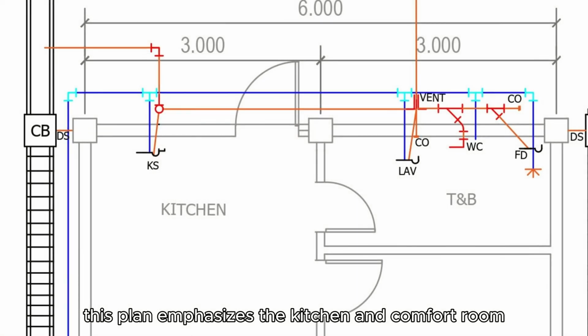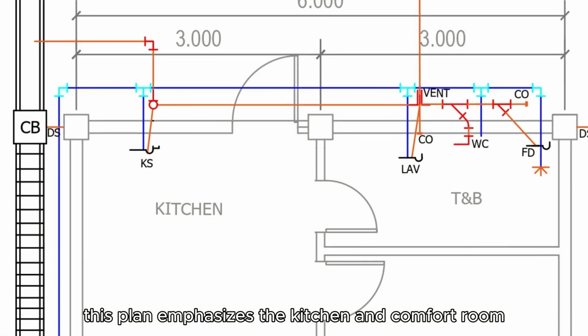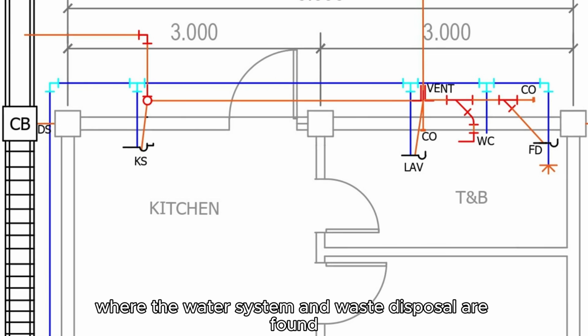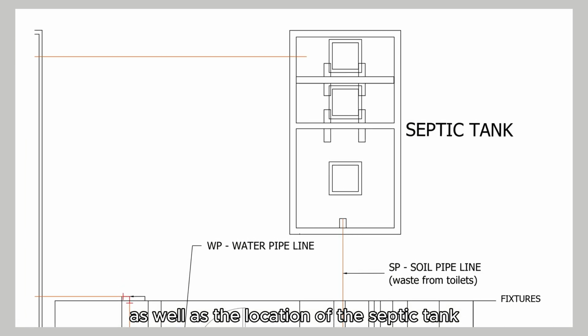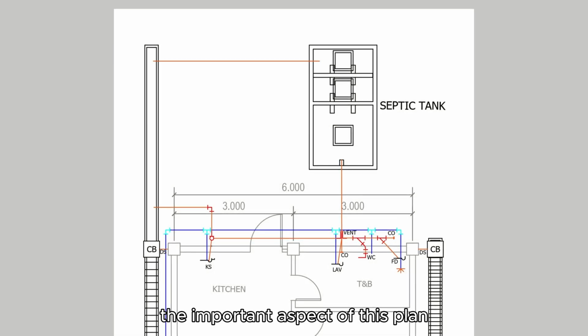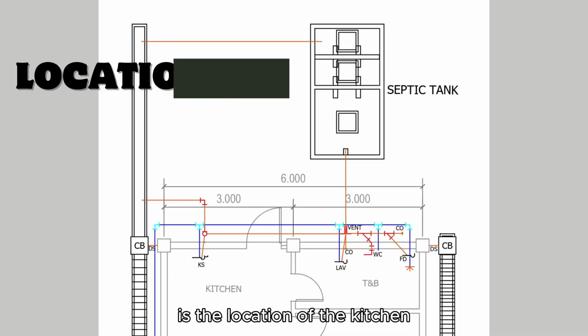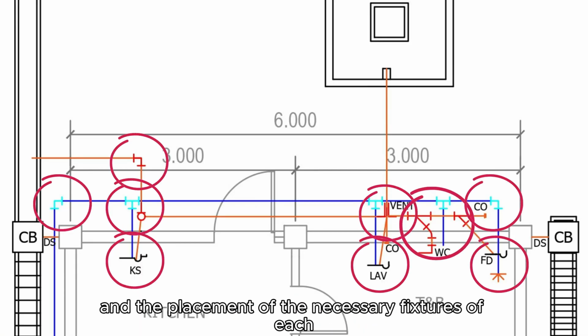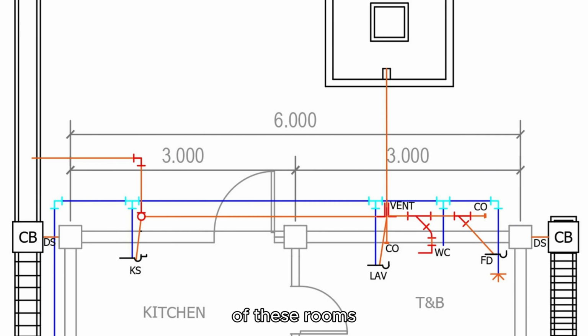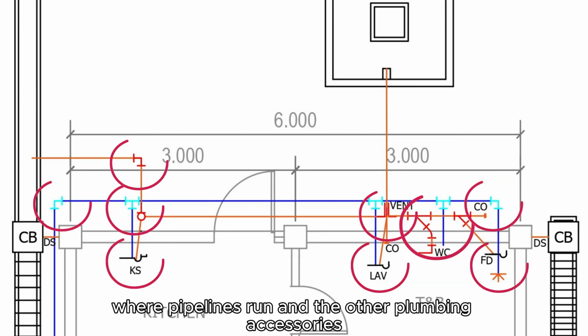Number 1, floor plan. This plan emphasizes the kitchen and comfort room where the water system and waste disposal are found, as well as the location of the septic tank. The important aspect of this plan is the location of the kitchen and the bath and toilet and the placement of the necessary fixtures of each of these rooms, where pipelines run and the other plumbing accessories.